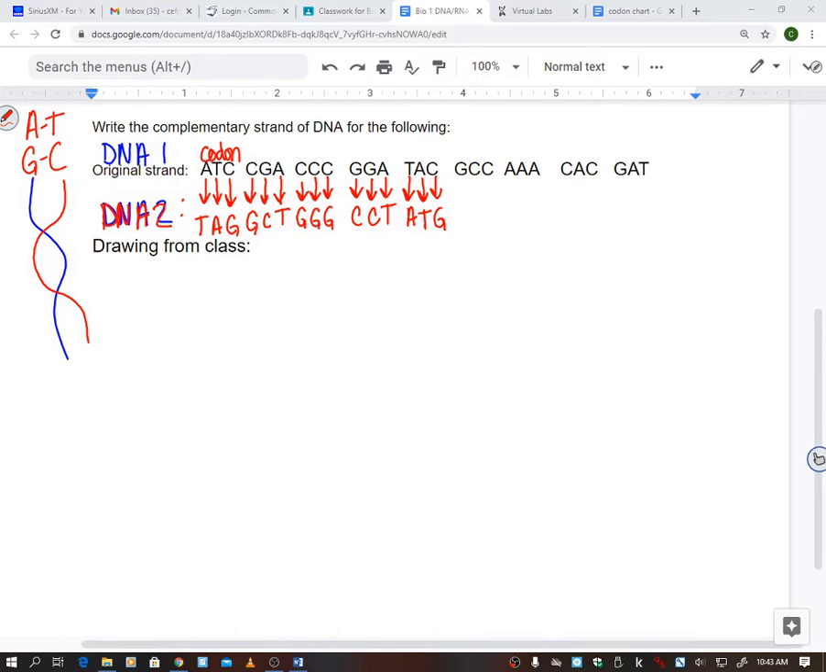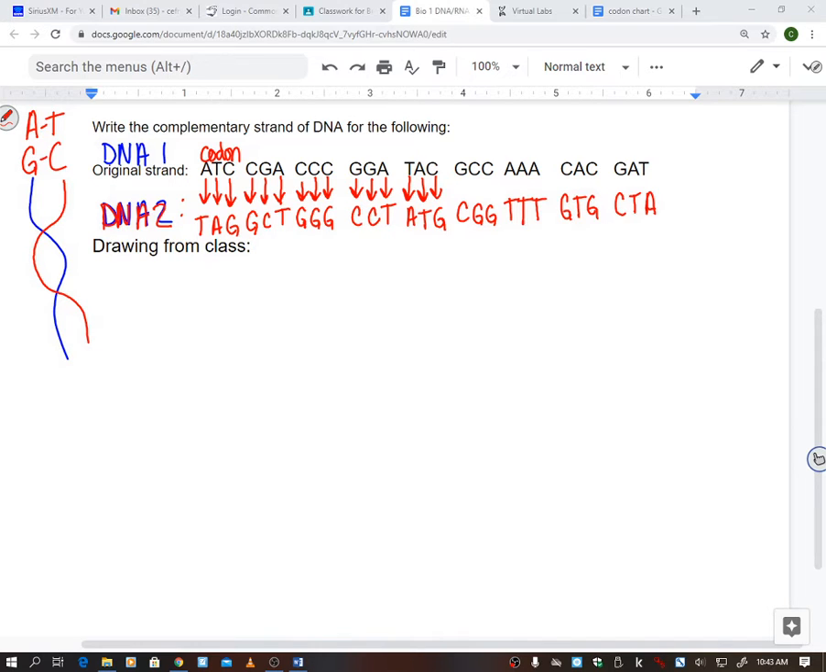I'm going to stop doing the arrows now. You guys kind of get the drift. Hopefully you're getting the point here. C, G, G, T, T, T, G, T, G, and C, T, A.